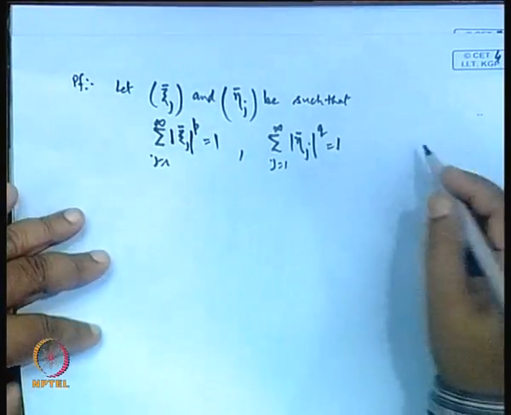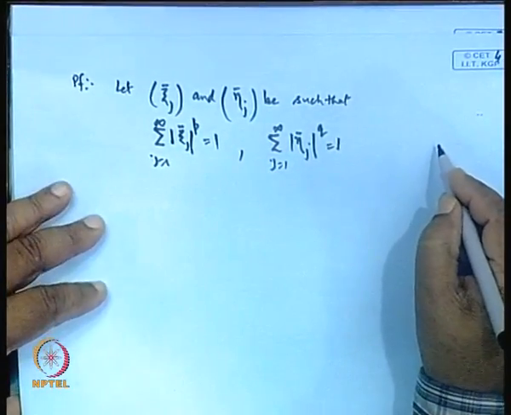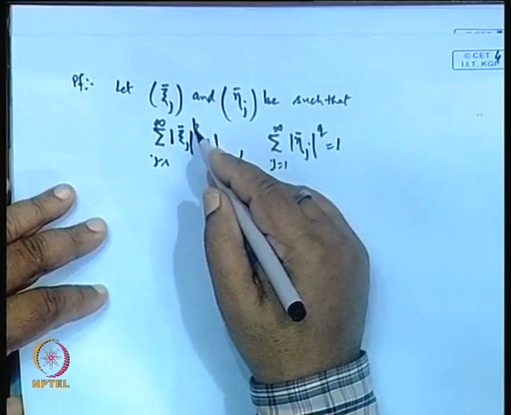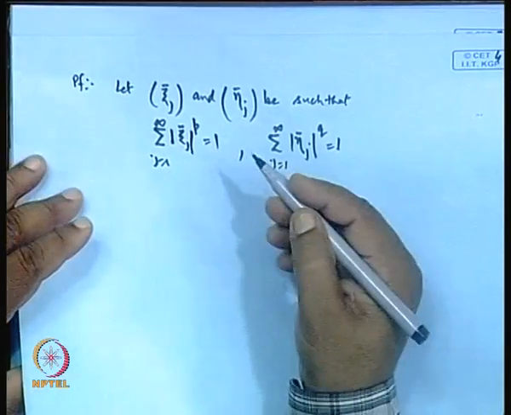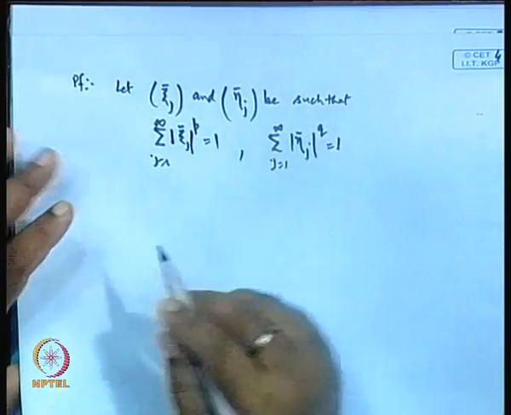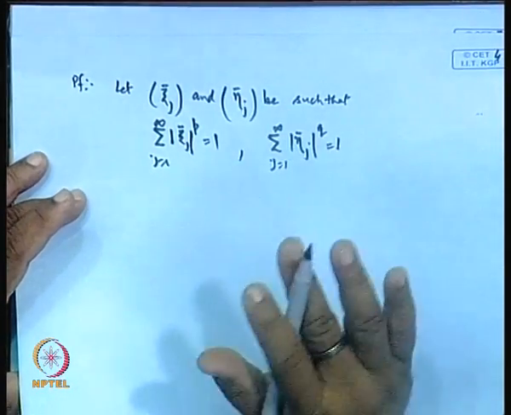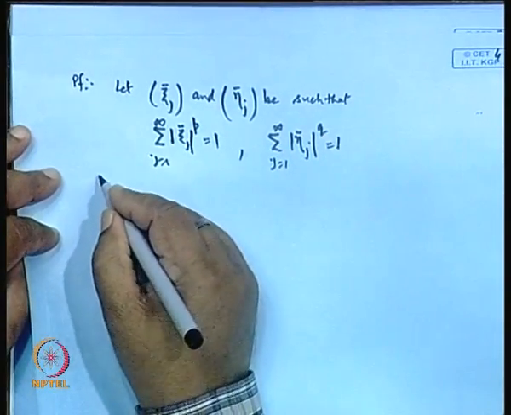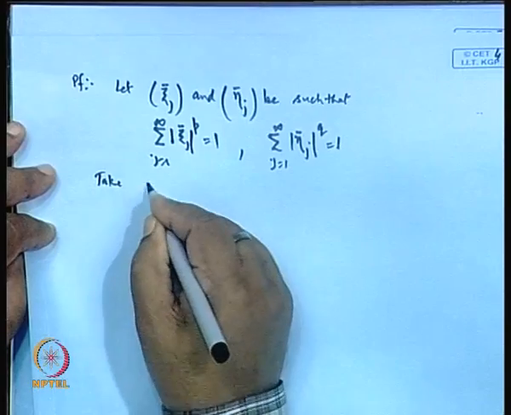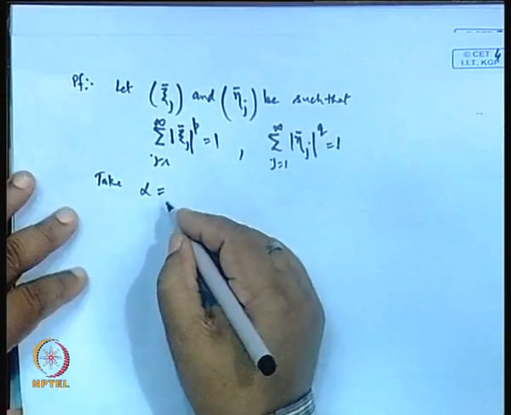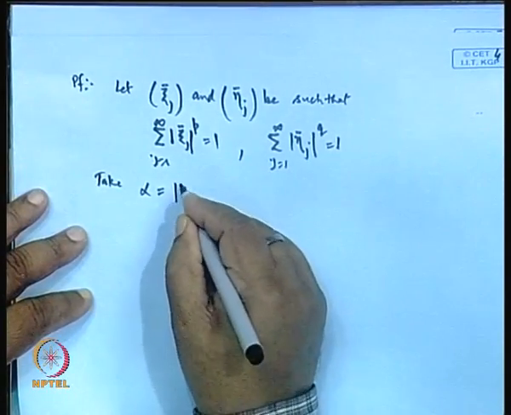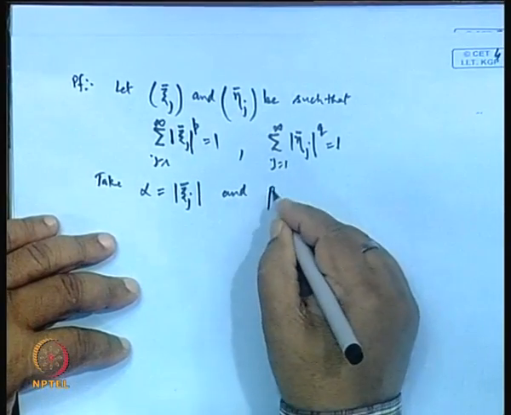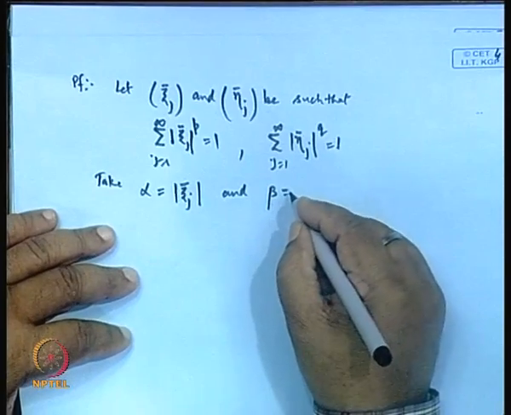Sigma 1 upon 2 to the power j by p. So the p gets cancelled and we get the sum over j of 1 upon 2 to the power j, which will be 1. So such types of sequences are available. Now, let us take alpha to be mod of xi j bar and beta to be mod of eta j bar.